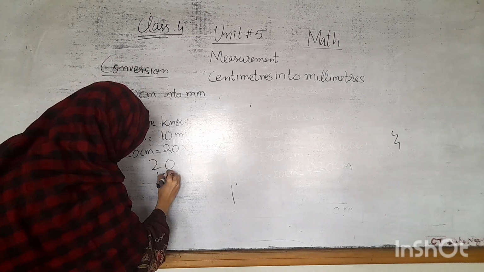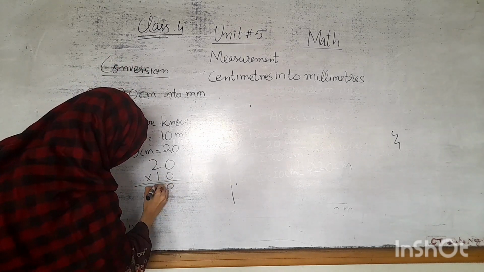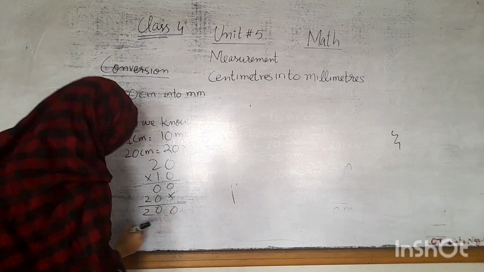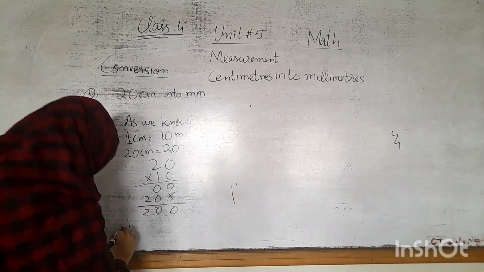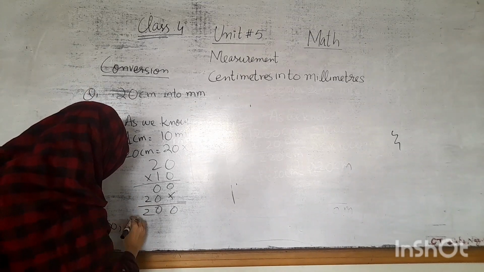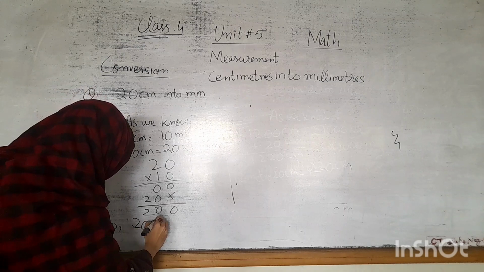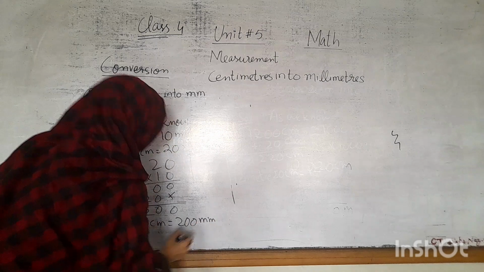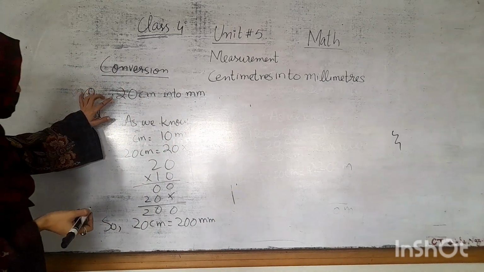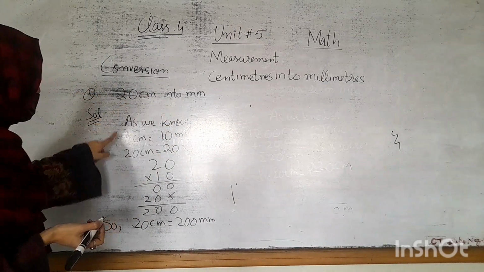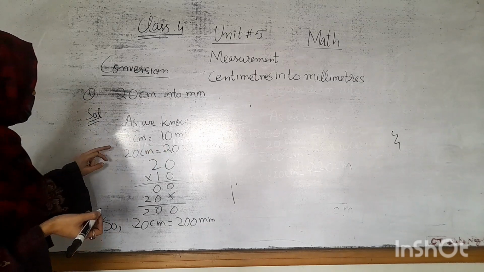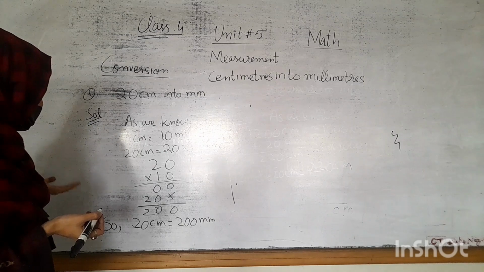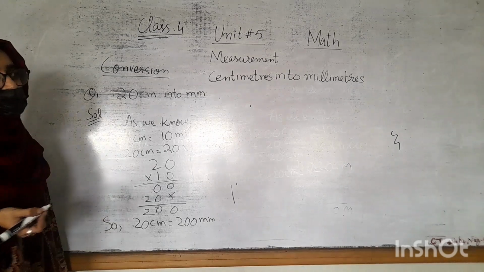Now we multiply 20 with 10. So we have 200. So 20 centimeter is equal to 200 millimeter. As we know, 1 centimeter is equal to 10 millimeter, so if we convert 20 centimeter into millimeter, we simply multiply with 10. So we have 200 millimeters.